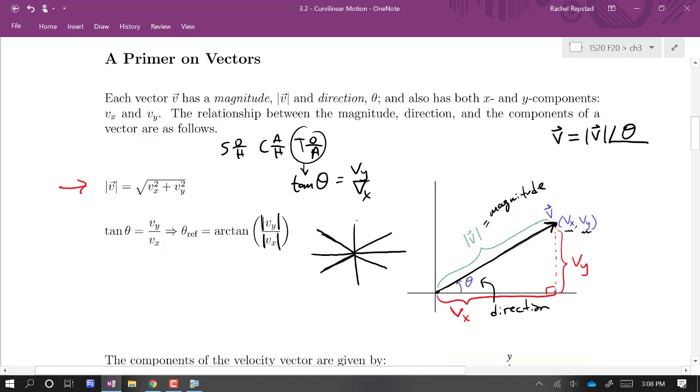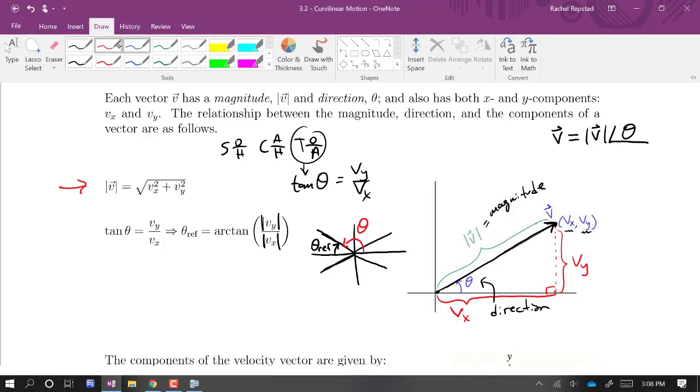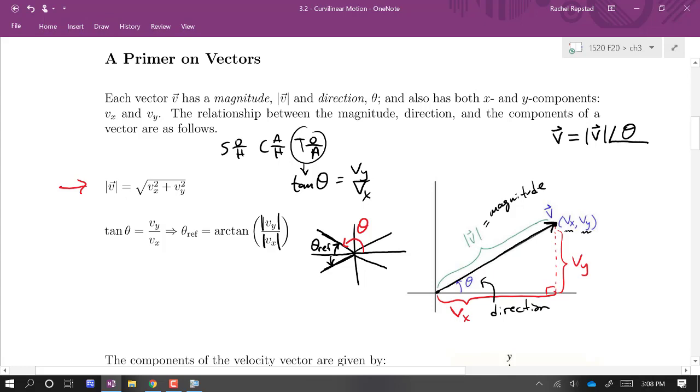So for example, if you know that your vector is in the second quadrant and what you want is this angle here, then you're just going to subtract your reference angle from 180. If you're in the third quadrant, you will add your reference angle to 180 because you have to go beyond the 180. If you're in the fourth quadrant, you're going to subtract your reference angle from 360. And if you're in the first quadrant, you don't have to make any adjustments at all. The arctan function gives you the angle you want.